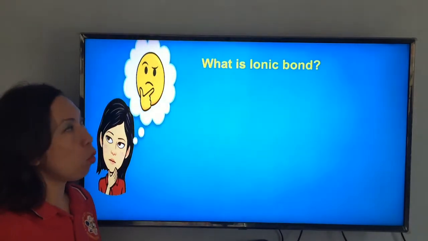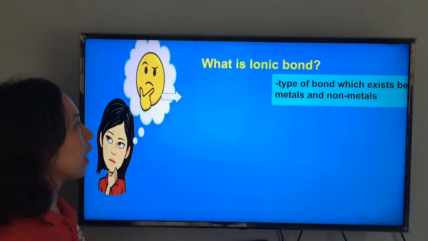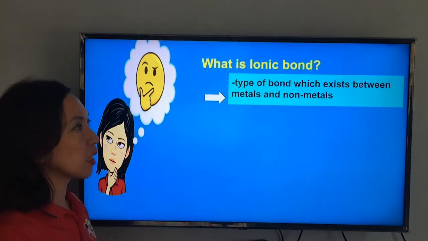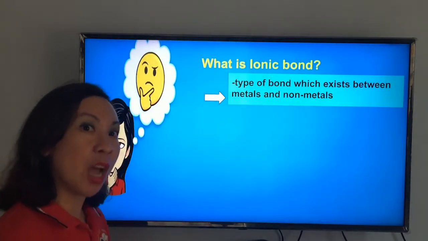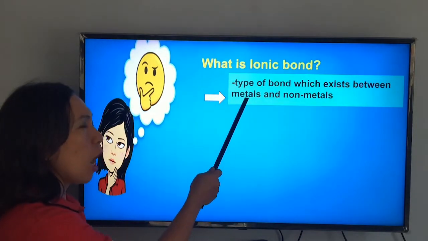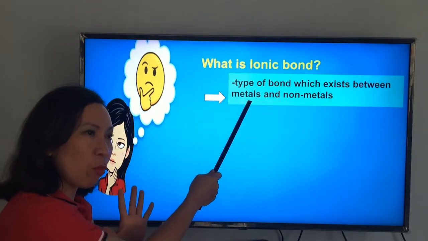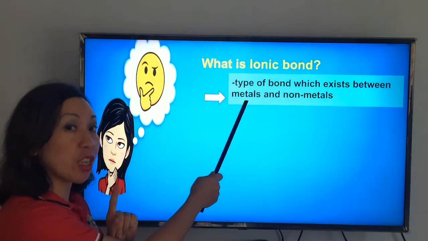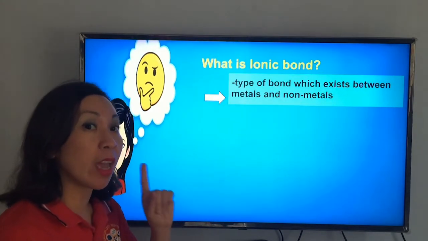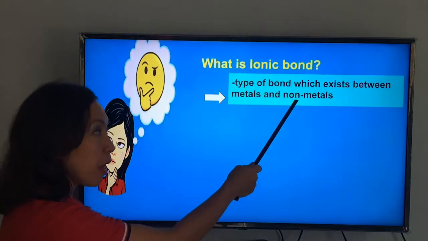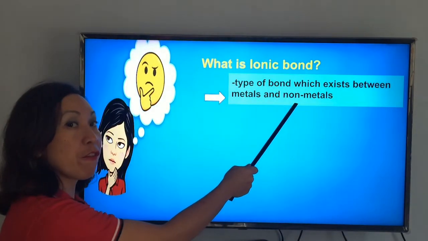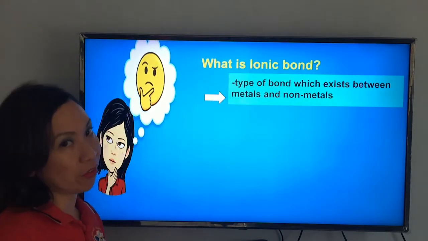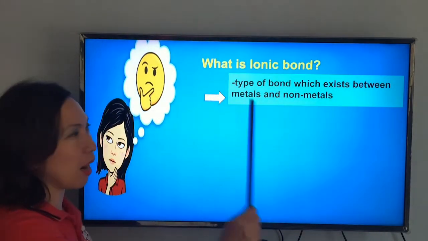The question is, what is ionic bonding? Ionic bonding is a type of bond which exists between metals and non-metals. Again, how do we know if an atom or an element is a metal? If its valence electron is 1, 2, or 3. We can determine that it's a non-metal if the valence electron is 5, 6, or 7. I hope this is very clear, mga anak.